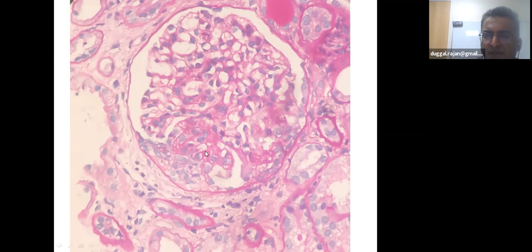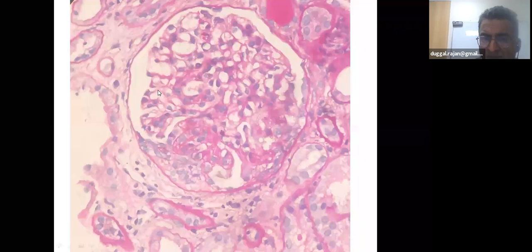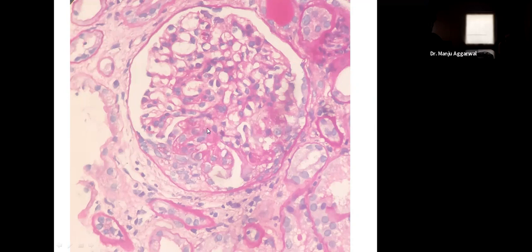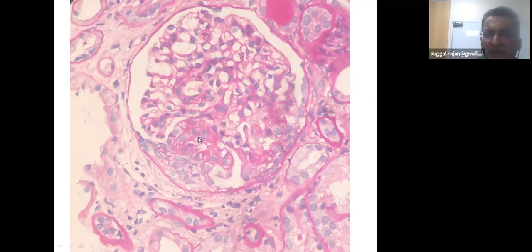Sometimes what happens is in a glomerulus there will be a segmental sclerosis lesion. Why I say segmental sclerosis, because you just see these capillary loops which are patent, empty looking capillary loops, and suddenly in this area you can see some patent kind of capillary loop, but in these areas it is lost. So that is called a segmental sclerosis.